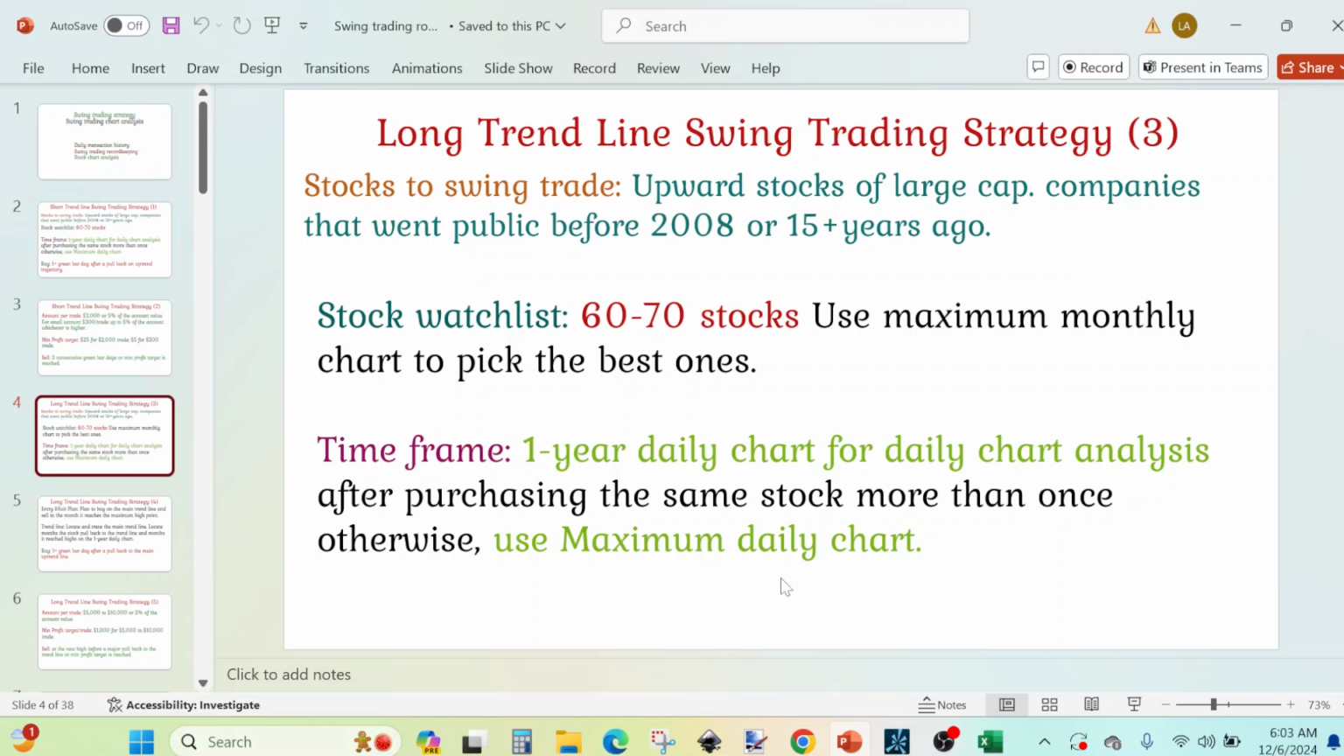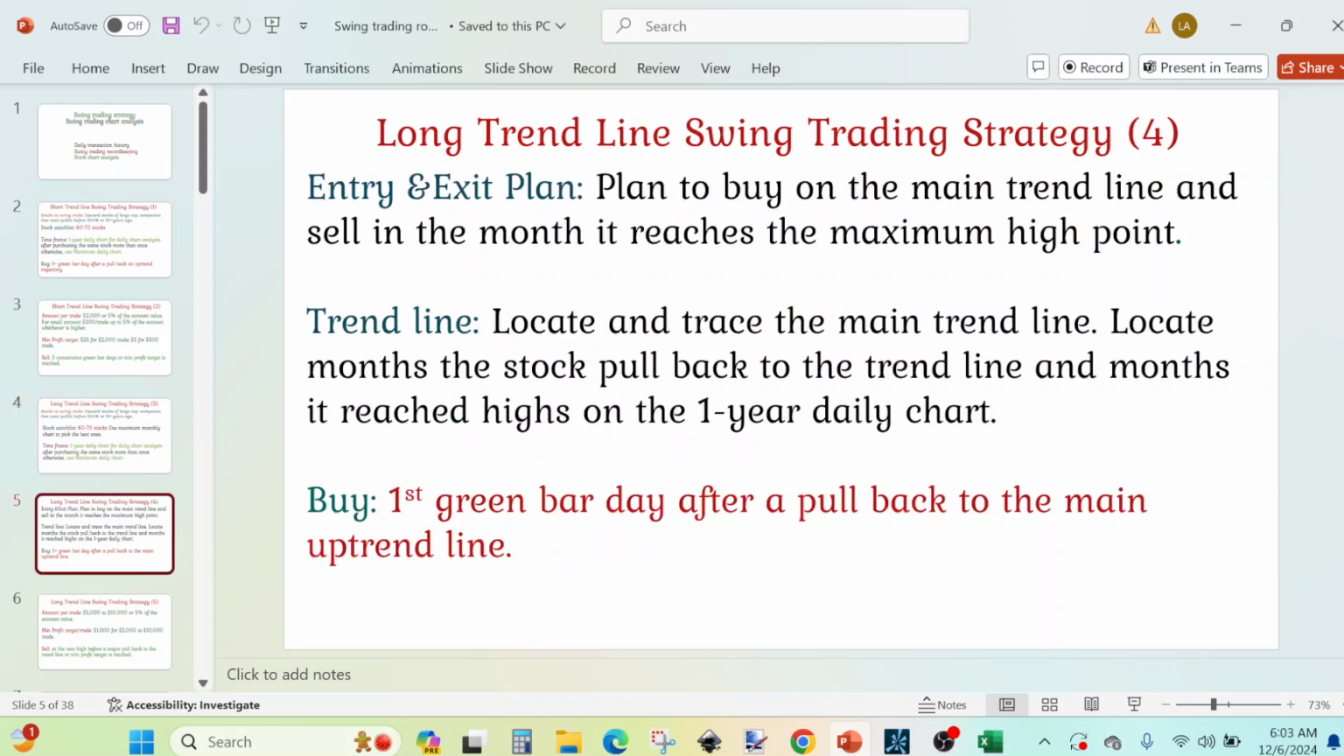the maximum daily chart, and we set our, we estimate our entry point, which is the purple line that we are tracing, and the exit plan as well, the month that is reaching a high and start going down, and the trend line, you know, that is that purple line that we are tracing. So locate and trace the main trend line.